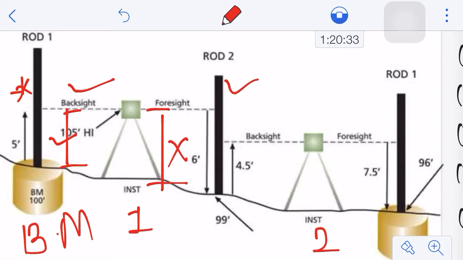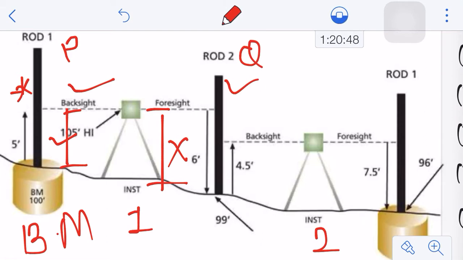Let's say a level is set up approximately between these two points. These points now are rod 1, rod 2, right? So rod 1 and rod 2 are the two points. Let's say these two points are given some names here. Let's say we'll name this P, and let's say this is your point Q, right?